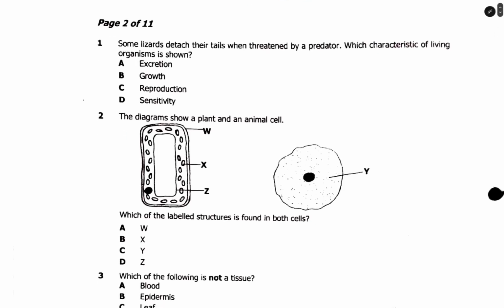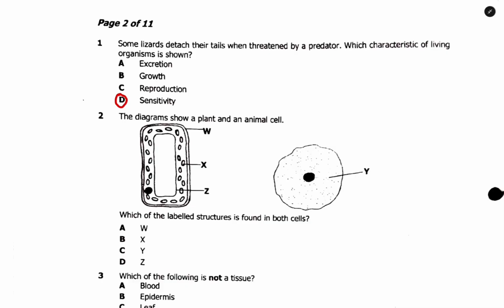Is it excretion? No. As you know, excretion is the removal of harmful metabolic waste from the body of the living organism. And growth, this is not growth, because growth itself is just a permanent increase in size, mass, and number of cells. Then, of course, reproduction. It is not reproduction. And therefore, the answer to the first question here is sensitivity. So, sensitivity is the one that helps the lizard to detach their tails when threatened by a predator.